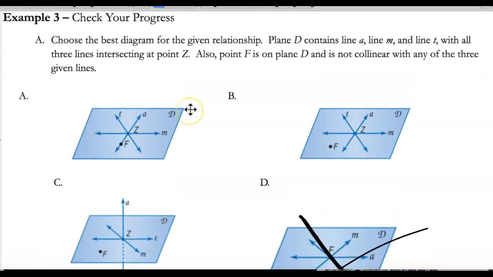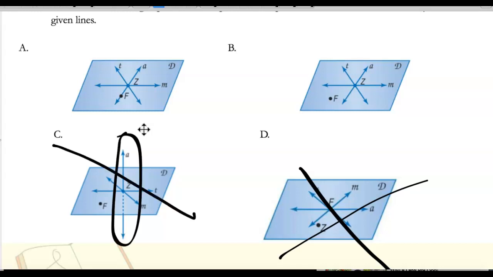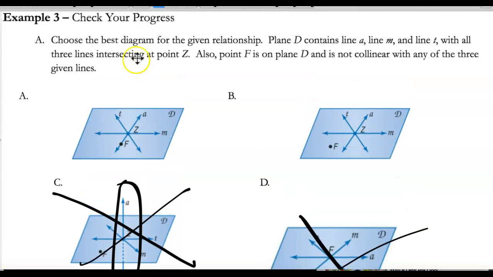So they all tell us here that the plane contains all of the lines. I notice here that this line here, A, is not actually in the plane, so this one is going to be definitely a no. And let's see what else we know. F. F is on the plane but is not collinear.